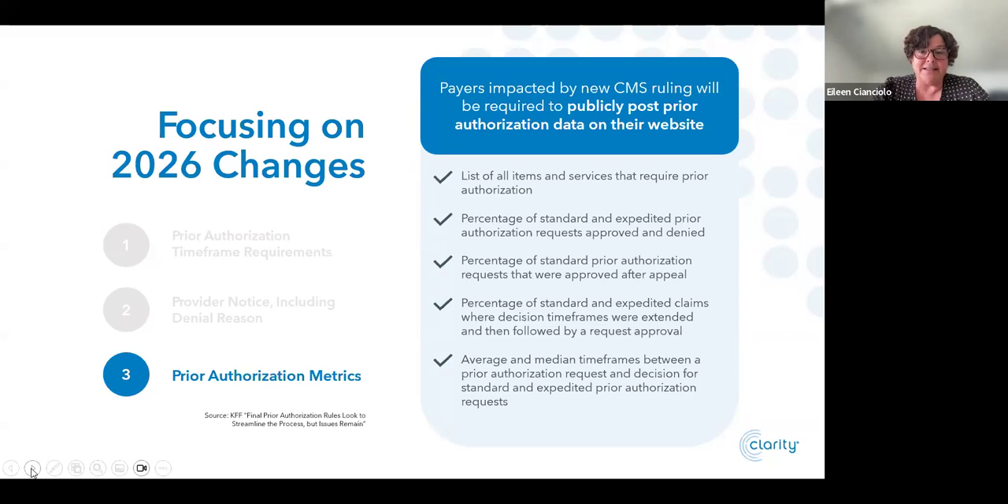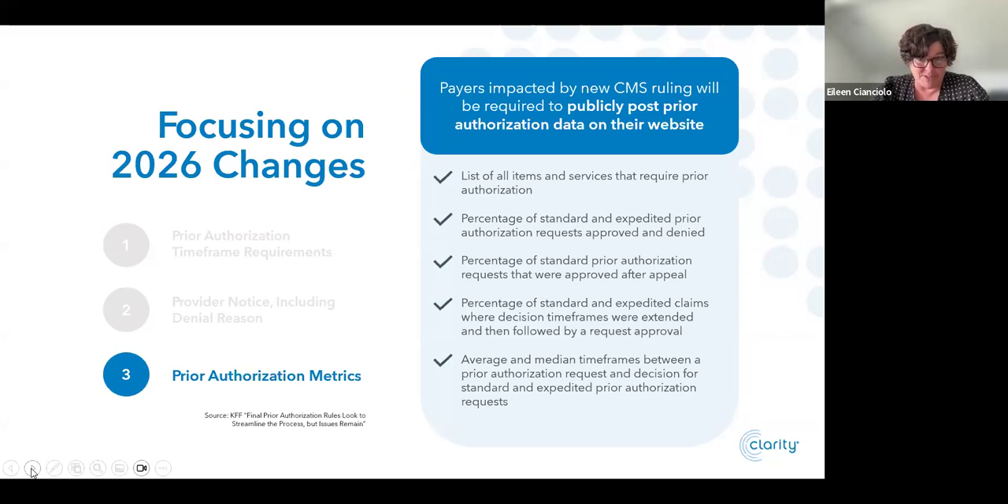But not only that level of detail, but the percentage of standard and expedited prior authorization requests that were approved versus denied, the percentage of standard prior authorization requests that were approved after appeal, the percentage of standard and expedited claims where decision timeframes were extended and then followed by a request approval, and then the average and median timeframes between a prior authorization request and a decision for standard and expedited prior authorization requests.